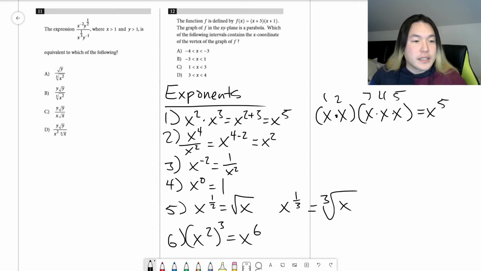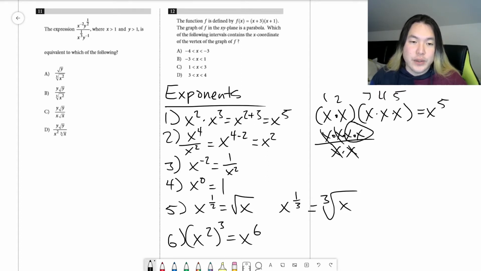All right, and dividing exponents, so here we have x to the 4th divided by x squared. That's x to the 4 minus 2, or x squared. And this one hopefully also makes sense. So x to the 4th is 4 x's, x squared is 2 x's. You cancel out 2, 2 is left over.